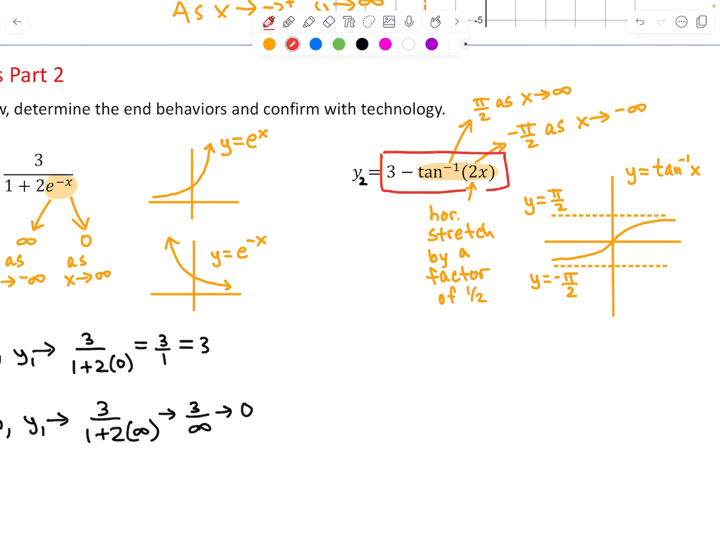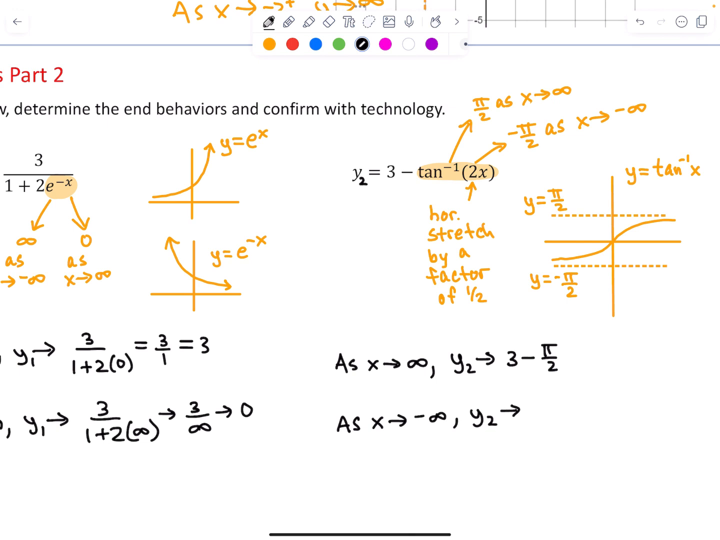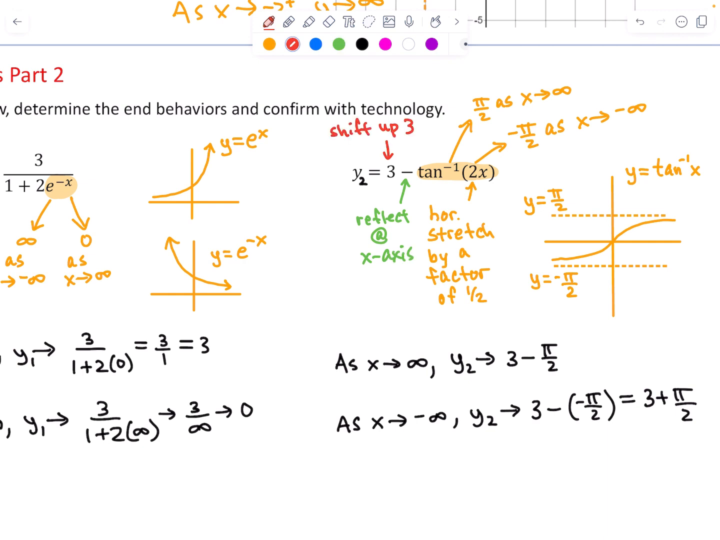So now I want to study what the overall function y2 will do. As x goes to positive infinity, y sub 2 will approach 3 minus pi halves. As x approaches negative infinity, y2 will approach 3 minus negative pi halves. So this winds up becoming 3 plus pi halves. Now if you wanted to keep thinking about transformations, this negative in front of the arctangent would be a reflection around the x-axis, and this positive 3 in the front would be a shift up 3.